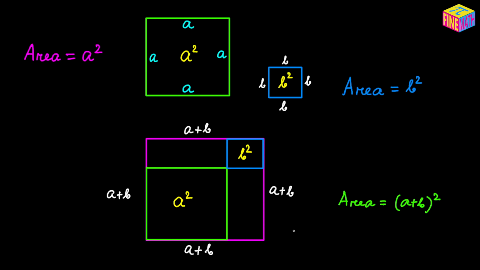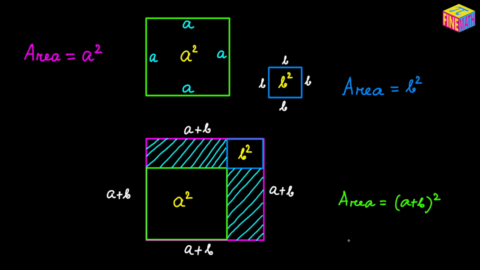Now what is the extra space we have here? Well, this is the extra space. Let me show you. That shaded area is the extra space that we have inside the largest square. We have that much space extra apart from a squared plus b squared. So then let's try to find out what is the area of those two shaded regions.